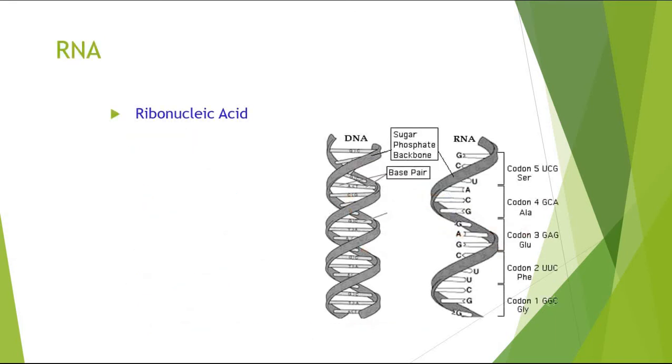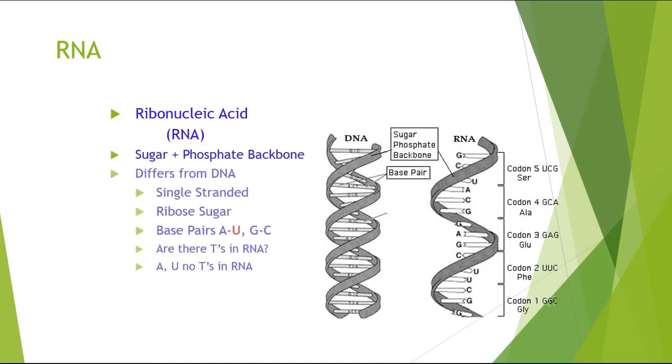RNA. Ribonucleic acid. Sugar and phosphate backbone. Differs from DNA. Single-stranded. Ribose sugar. Base pairs A U, G C. Are there T's in RNA? No, you won't find T's in RNA. RNA assists DNA in manufacturing needed proteins.